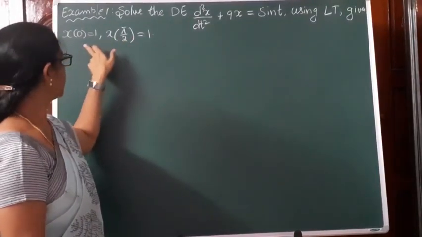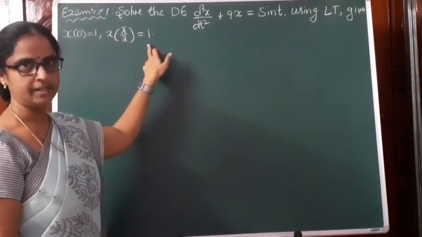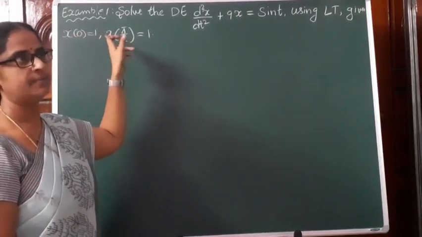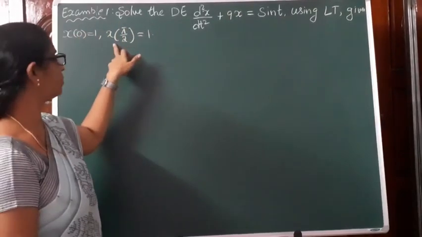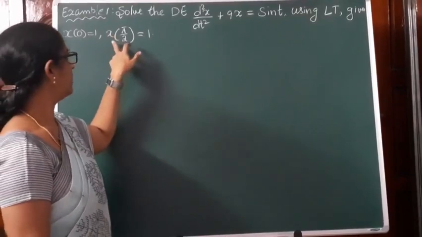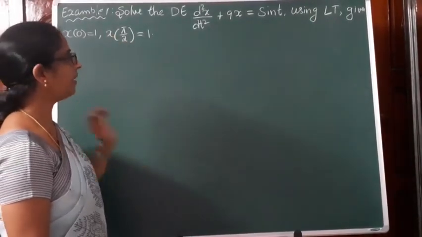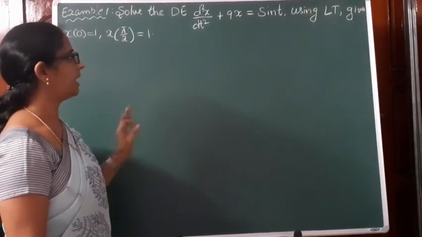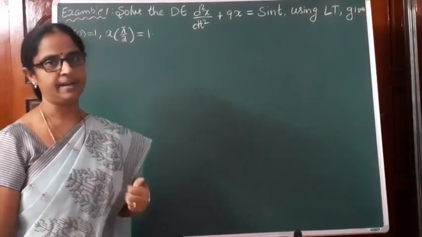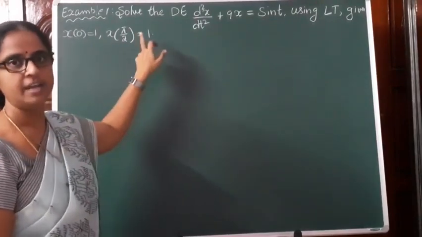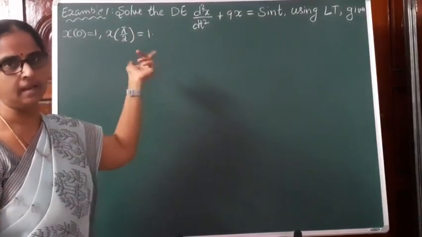Now if you observe the conditions, these are not the initial conditions. X at 0 is given, but the initial condition must be x dash at 0, but that is not given here. But here is another condition, x of pi by 2 is equal to 1. Now let us see how the other initial condition can be developed. So because here x dash of 0 is not given, we assume it to be some number, say a.